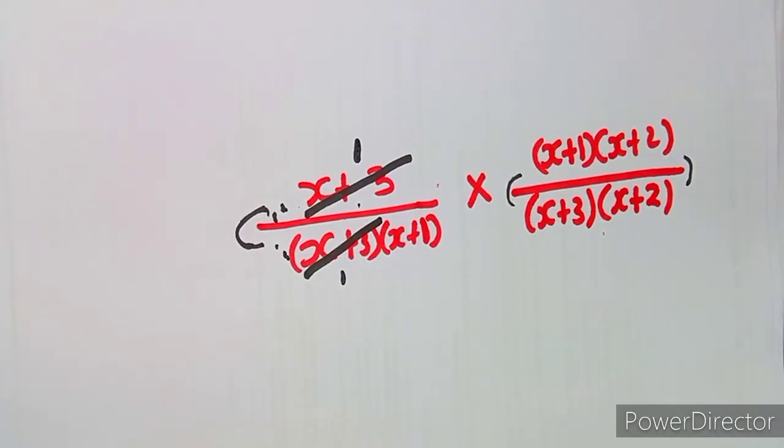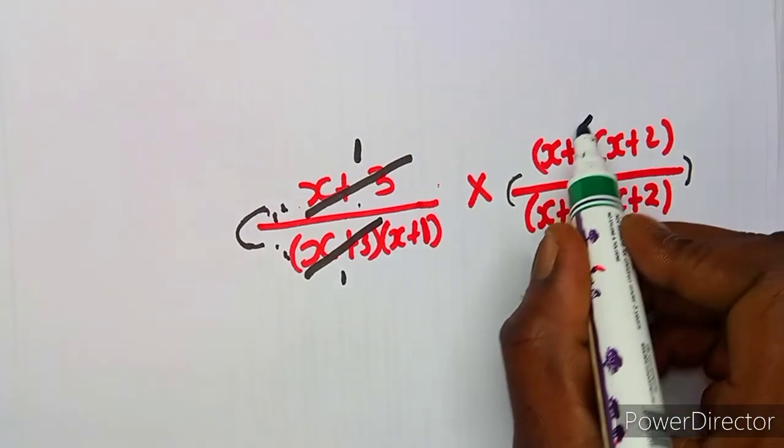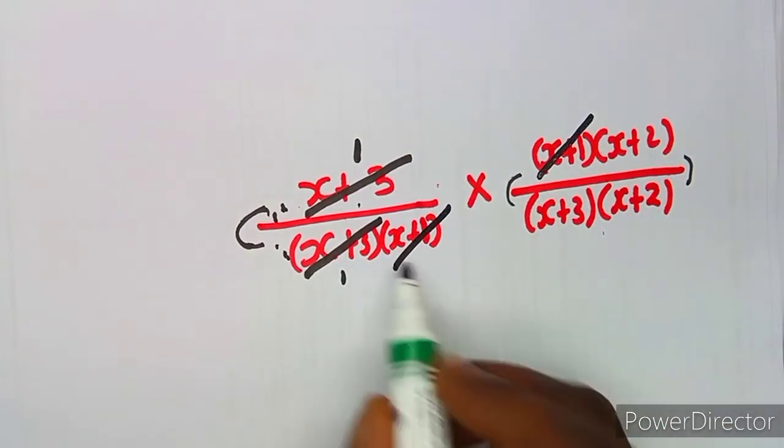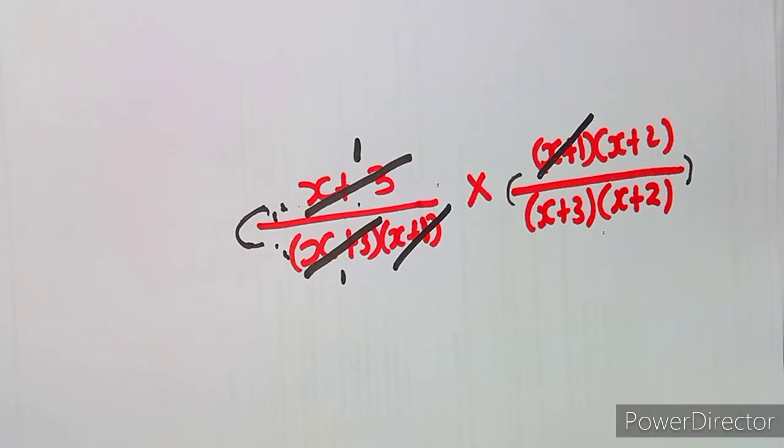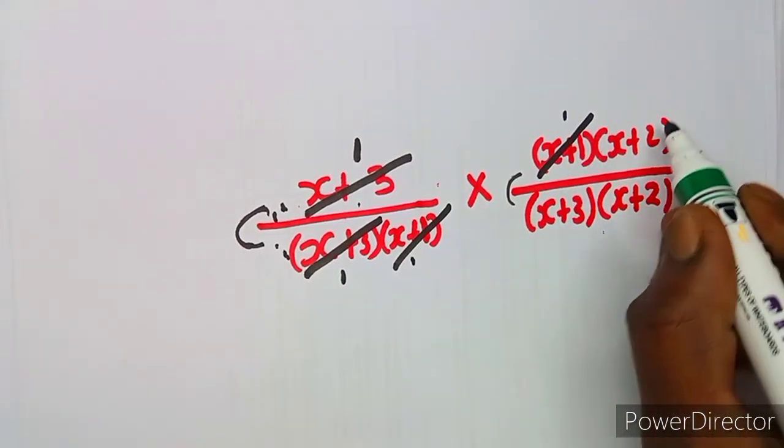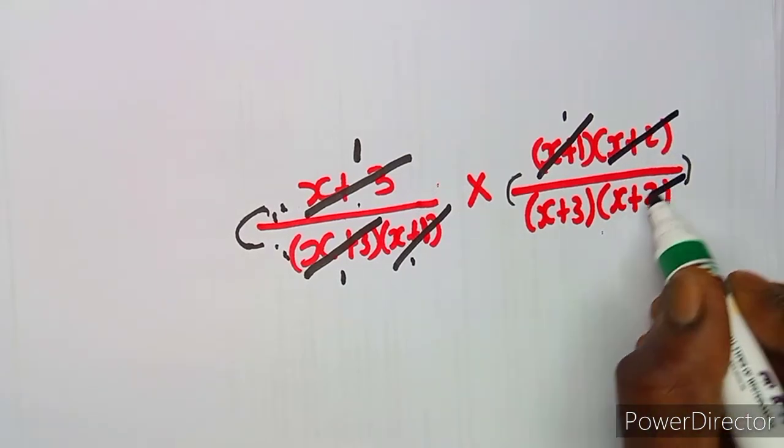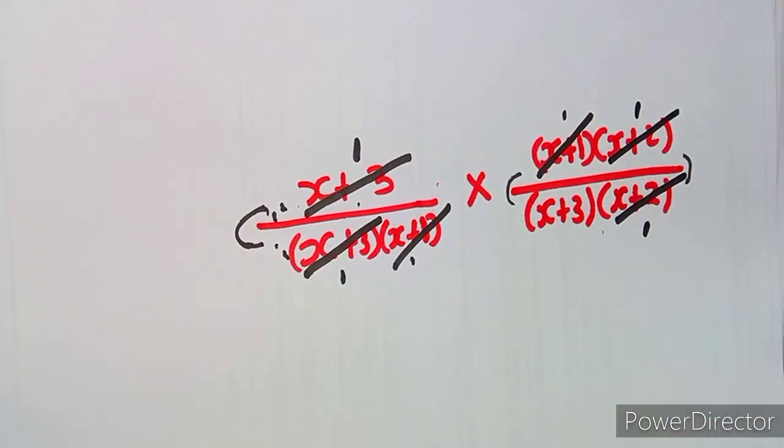What else can I cancel? I have x plus 1 in the numerator and x plus 1 in the denominator. I can also cancel, so this is going to be 1 and 1. What else do I have? I have x plus 2 in the numerator and x plus 2 in the denominator. These two can also cancel.